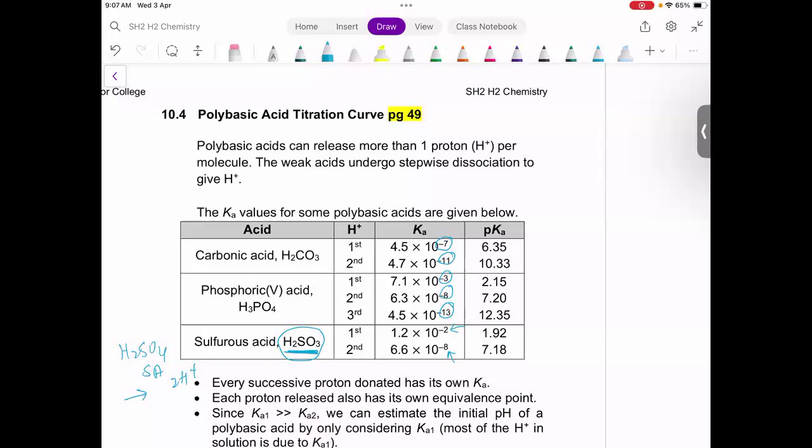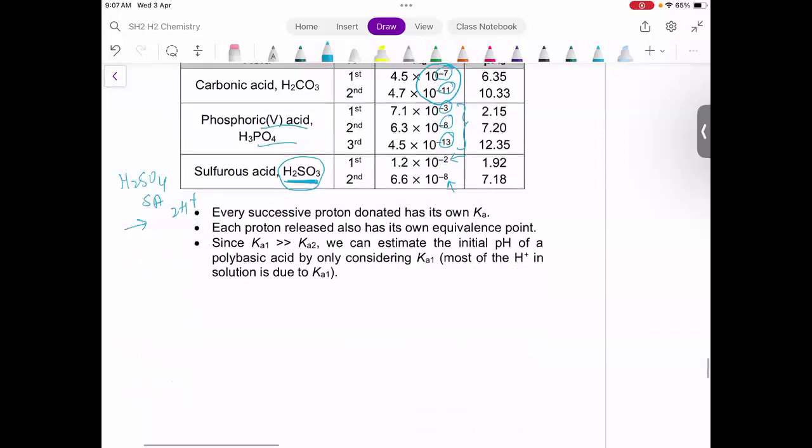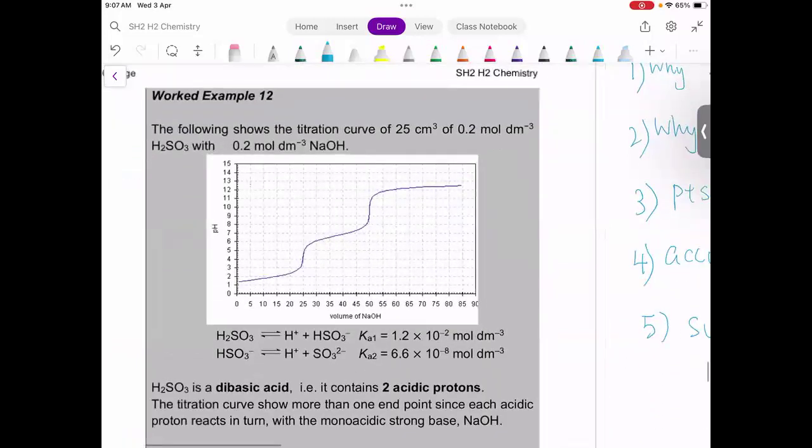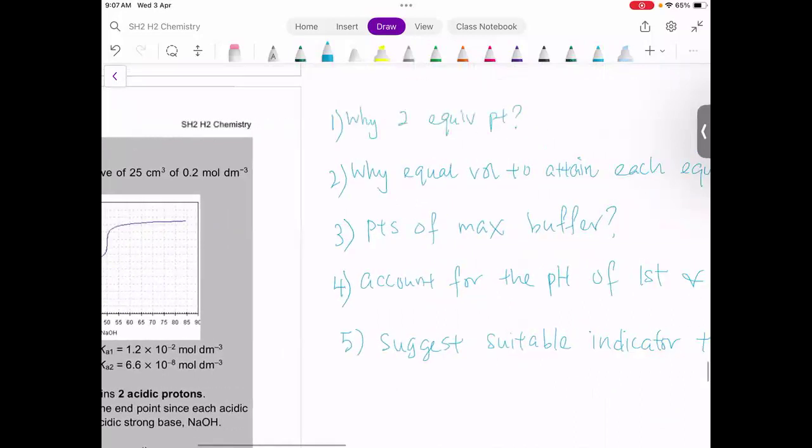Having a stepwise dissociation will also tell you how many equivalence points you should have. If you have 2 Ka values, then it will be 2 equivalence points. If you have a tribasic acid, 3 Ka values, then you end up with 3 equivalence points. This is the thing that you should see. Quickly, let's look at worked example 12, and as you look at it, I would like you to consider this question.